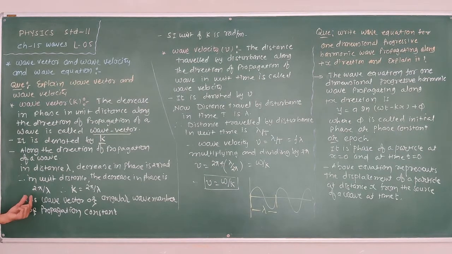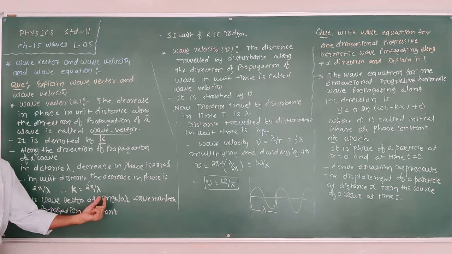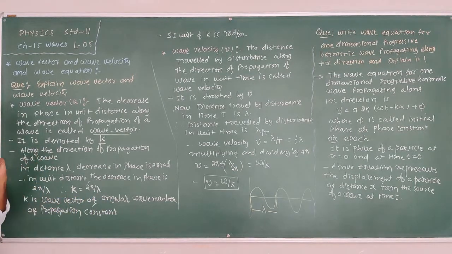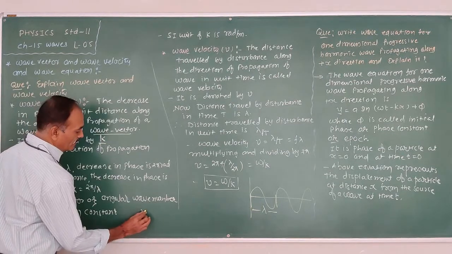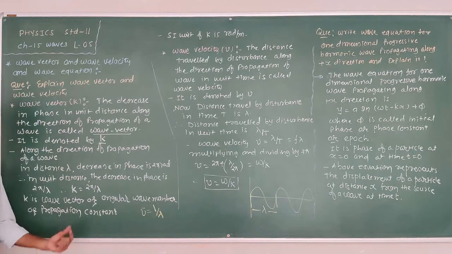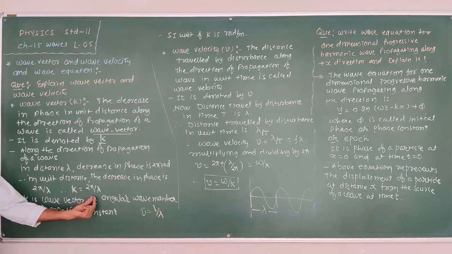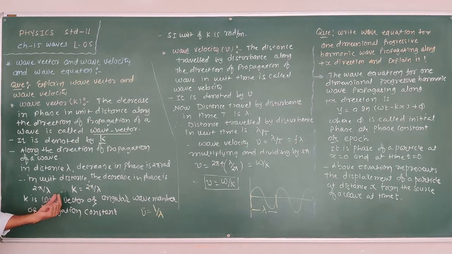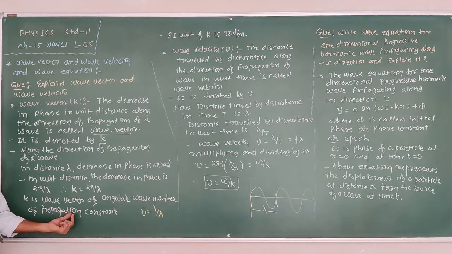So K is the wave vector, also known as the angular wave number, because we know that the wave number v bar is equal to 1 upon lambda. If we multiply by 2 pi, that becomes the wave vector. It is also known as the propagation constant. The SI unit of K is radian per meter.